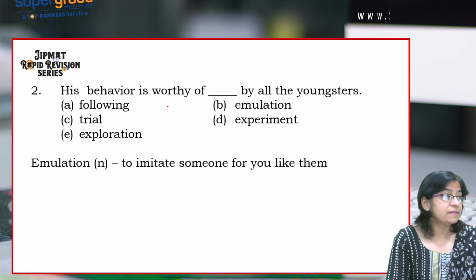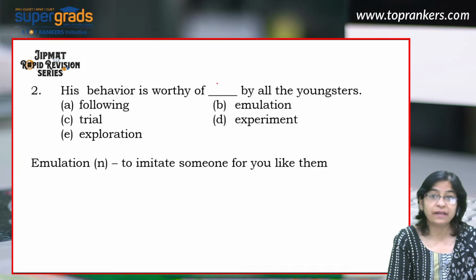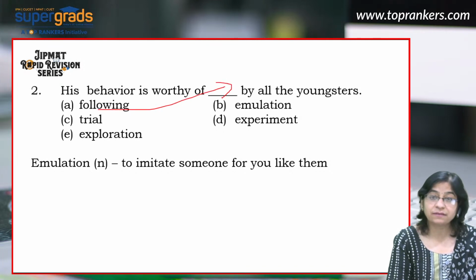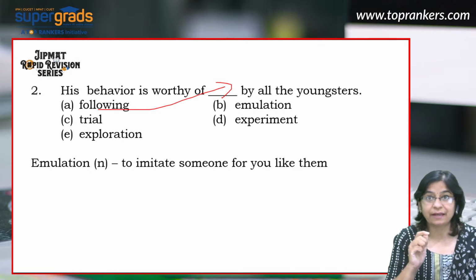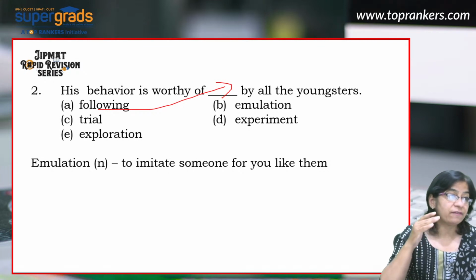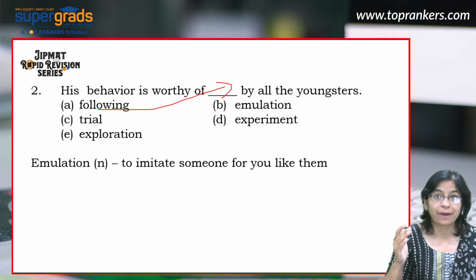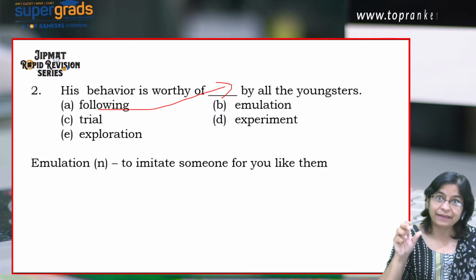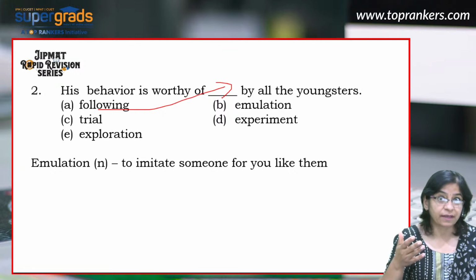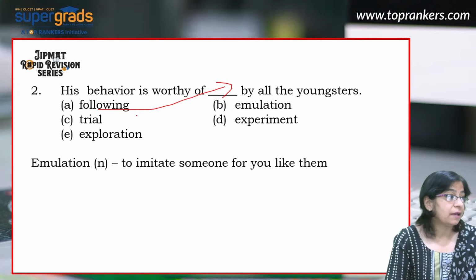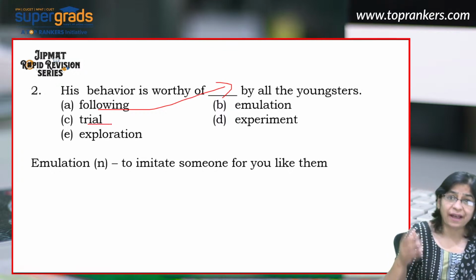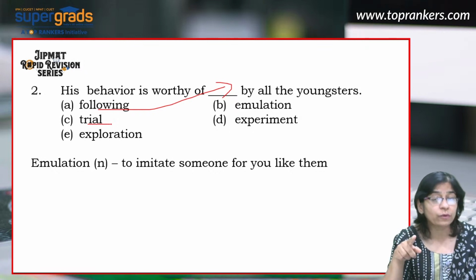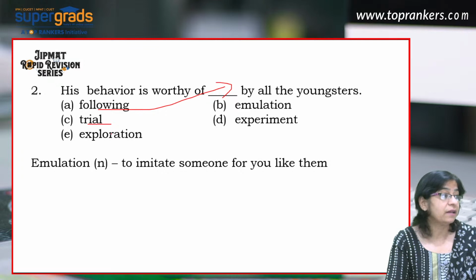Is worthy is be now, see, first of all, we need a noun here. Now, worthy of following by the youngsters, this is not even grammatically right. If I said his behavior is worthy of being followed by the others, it would still have been right. But following won't even fit in that part. So eliminate. Worthy of trial. Do you try somebody's behavior? No, we don't. We follow the behavior of other people, right?